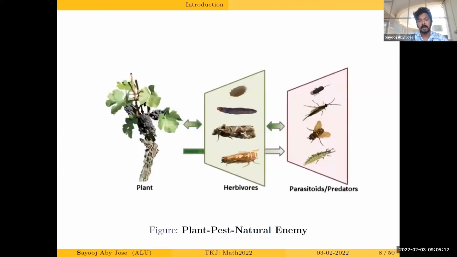things related to that. When we go to plant, pest and natural enemy, even at school level we study these things like the food chain system. Each thing is connected: one is the food of another, and another is the food of yet another. Here also we connect these interactions in the plant, pest and natural enemy models.